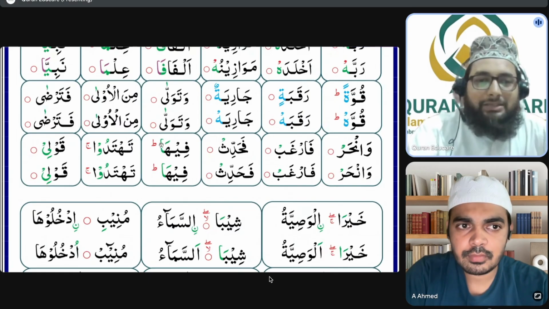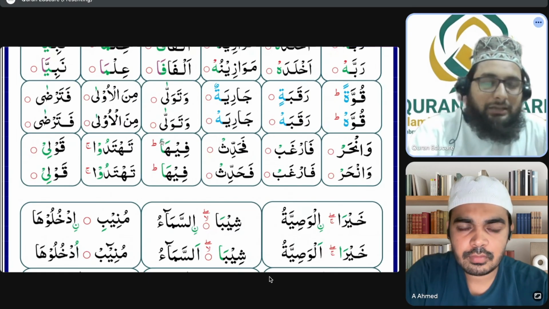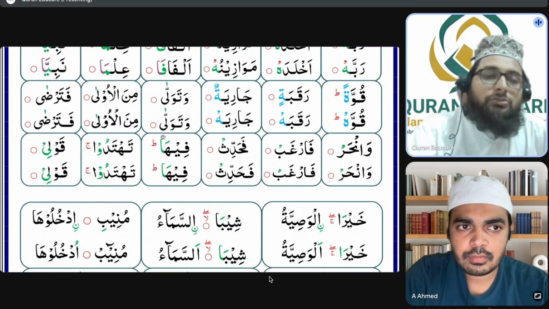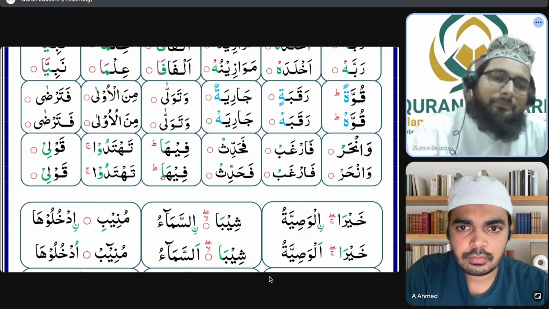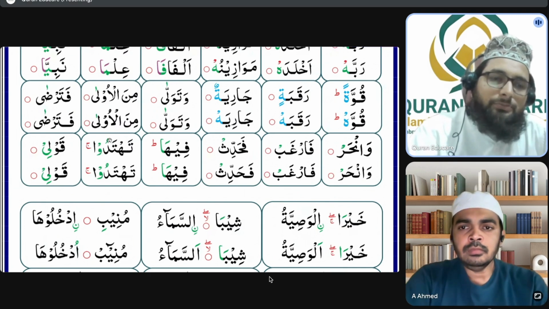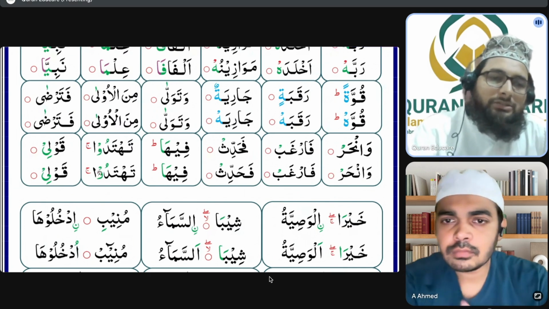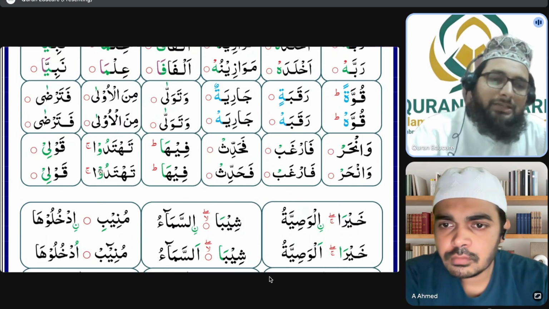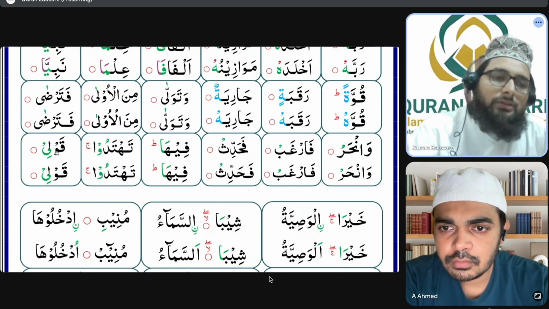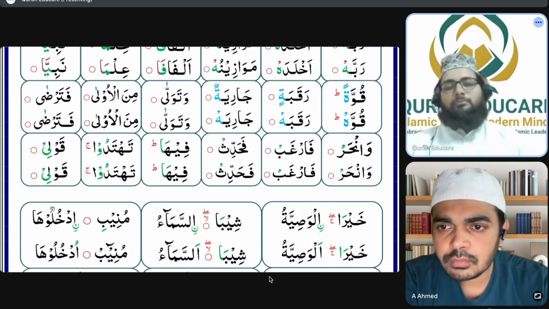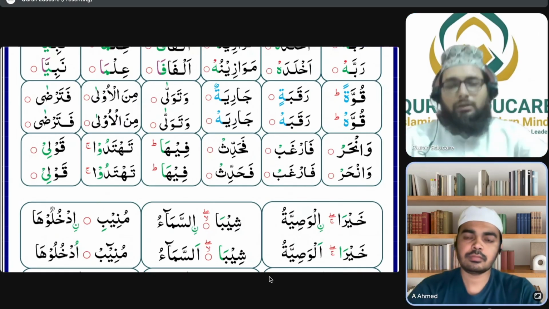So the alif madda is at the last letter of the word, so alif madda will remain the same. Fiha. Here you can see there is a waw madda because of pesh before waw sakin, so it will remain the same because of madda at the last letter of the word. Tahtadu. Qawli, qawli, because of ya madda.